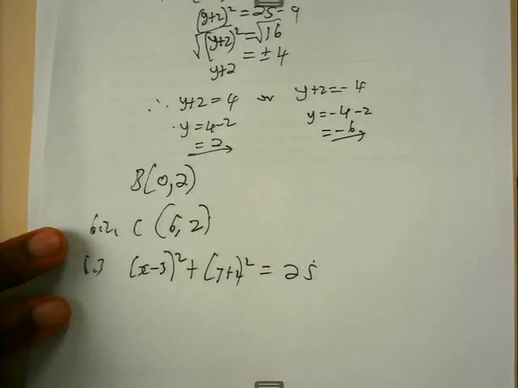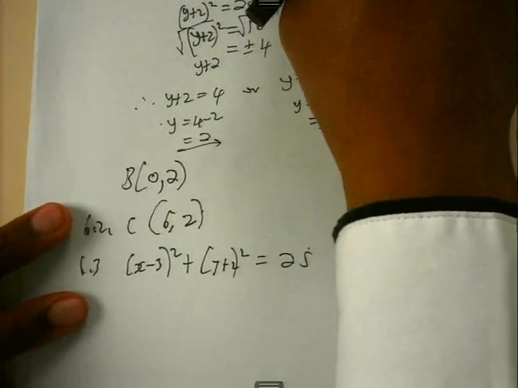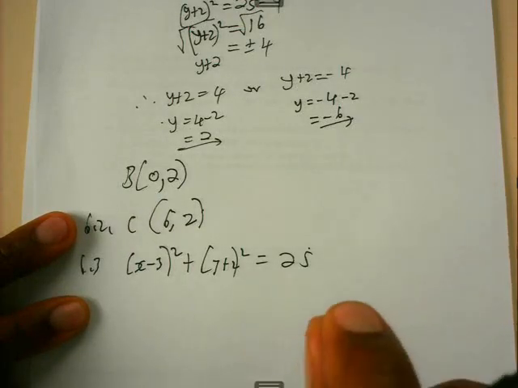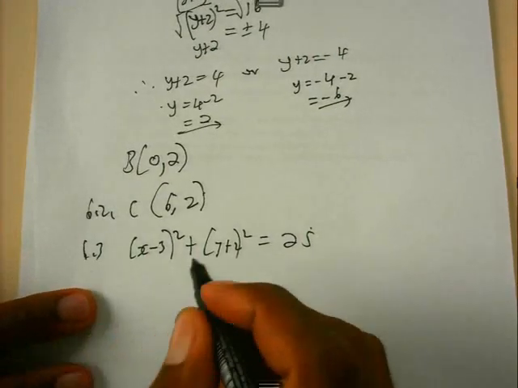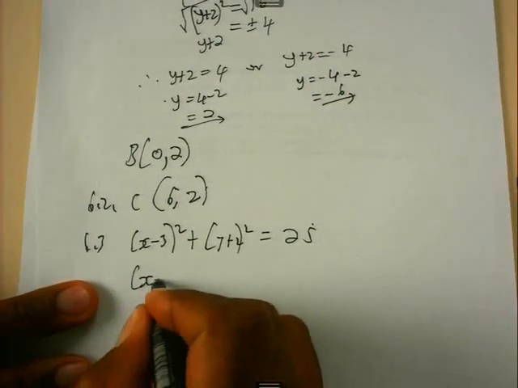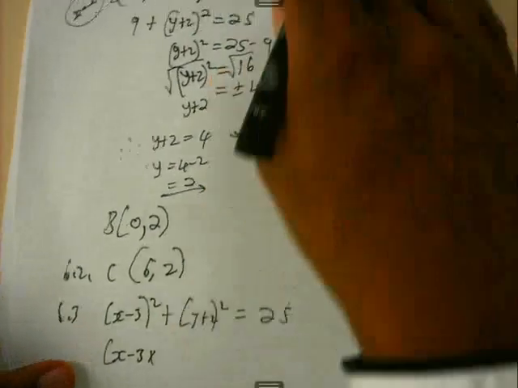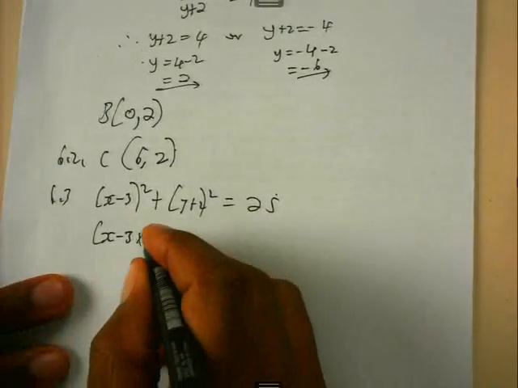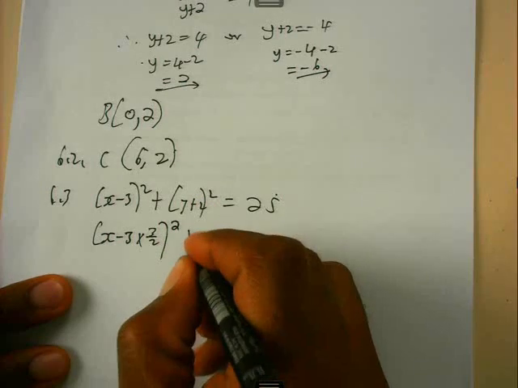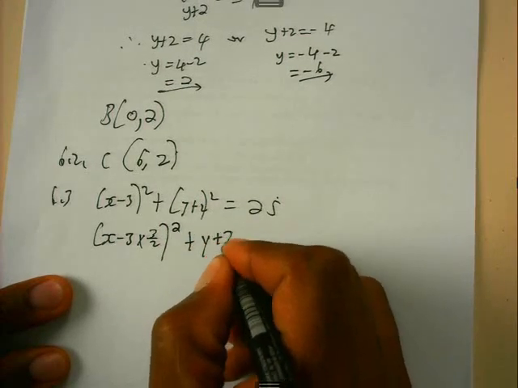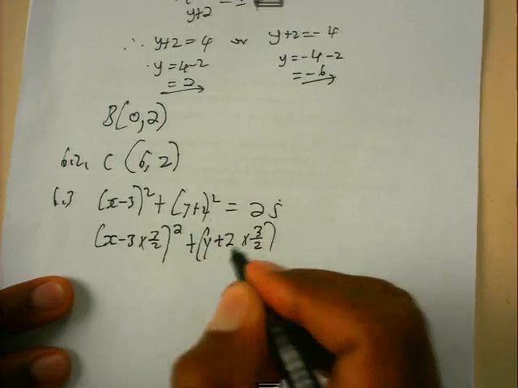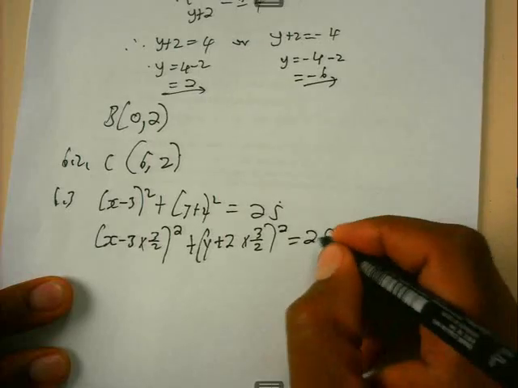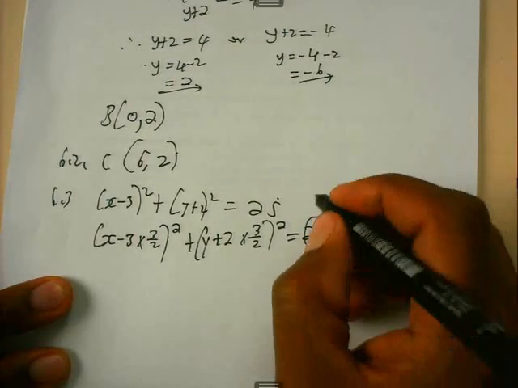It is easier, boys and girls, if we apply this transformation at the center, unlike multiplying everything out and then applying the transformation. That way is very difficult. So we say we have x minus 3, and we multiply it by the scale factor. What is the scale factor? The scale factor is 3 divided by 2. We multiply by 3 divided by 2 and square it, plus y plus 2 multiplied by 3 divided by 2, all squared, is equal to 25. This 25 we change to the radius, r.